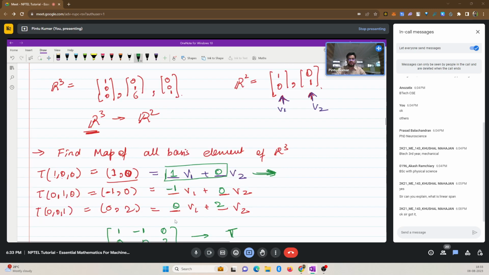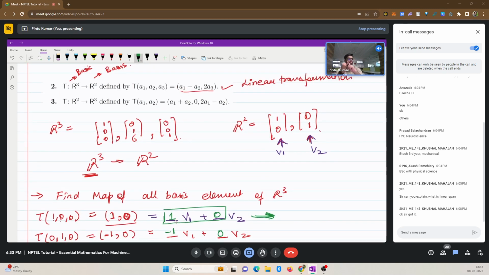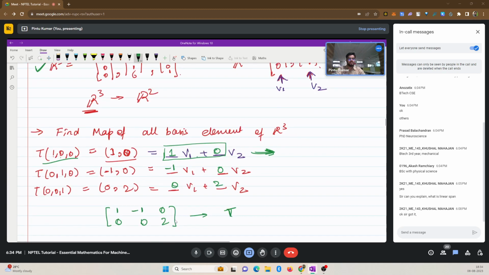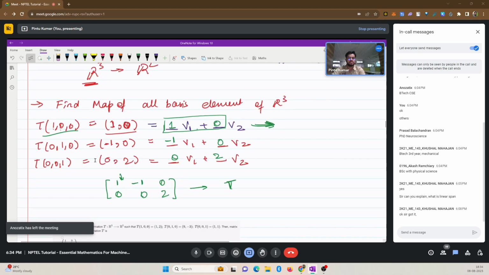Just a very quick recap. You need to select a basis for both the spaces. I selected the basis. Now I obtained the map for every element of the basis and wrote them in terms of the basis of the other vector space. And then I just wrote the coefficients as column vectors. Anybody has any doubt? I'll do one more example, but does anybody have any doubt in this?